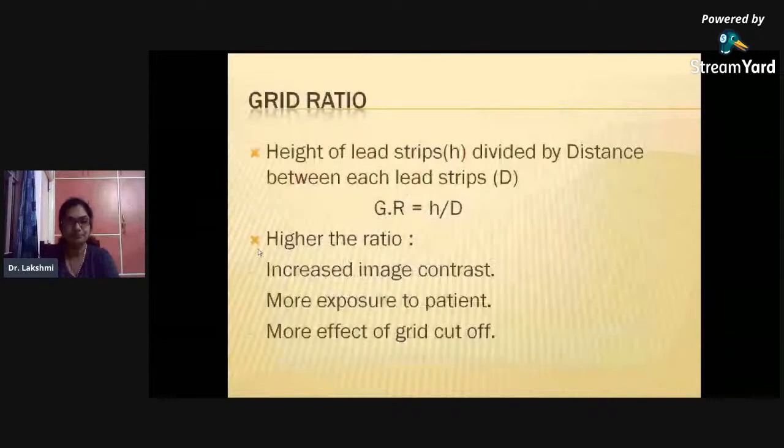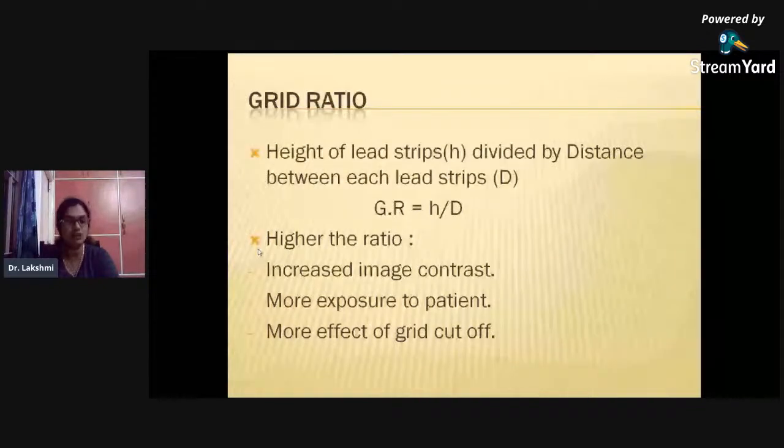Now, these are certain terminologies and formulas which I have described here. So, what is a grid ratio? Height of lead strips, represented by small h, divided by the distance between each of the lead strips, represented by capital D. So, GR is equal to h divided by D. The higher the ratio, the increased image contrast, more exposure to the patient, and more effect of grid cutoff.